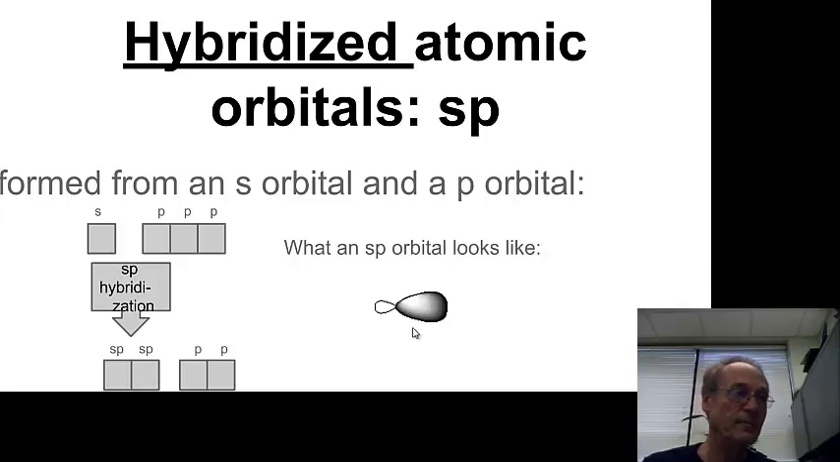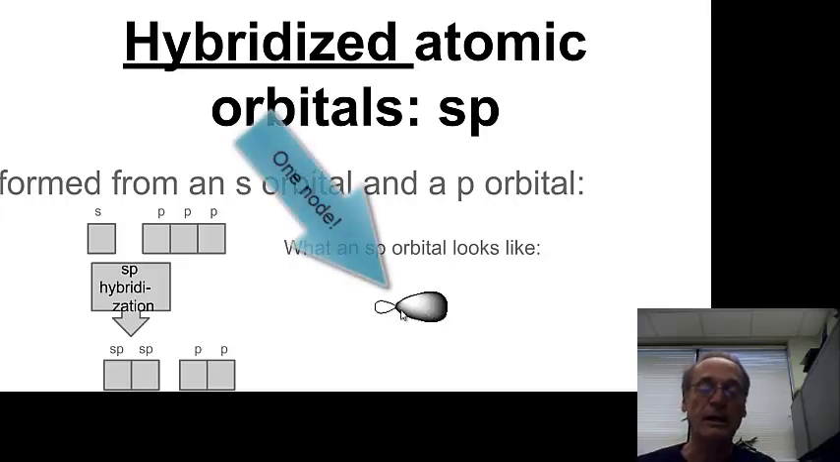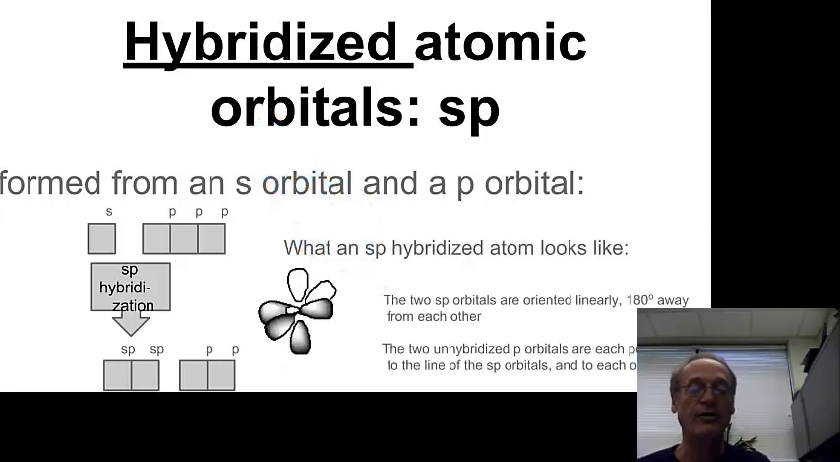Not too different. It's pretty much the same as an sp2 or an sp3 orbital. Again, there may be a little bit of difference in the relative size of the 2 pieces, but there's a big piece and a little piece, a positive part and a negative part, 2 lobes, and a node in between. How are they arranged on an atom?